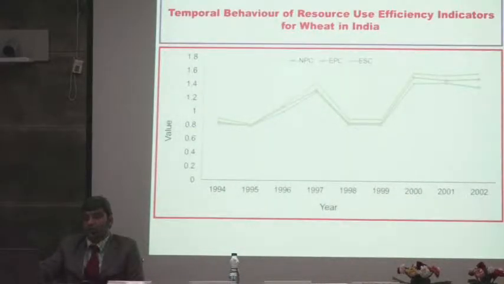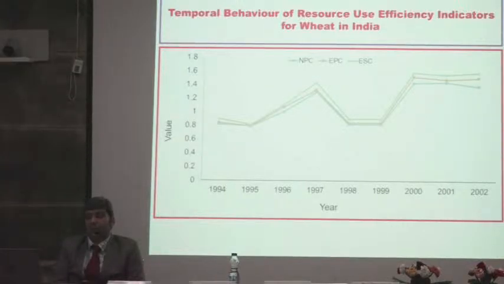And now I would like to discuss some empirical evidence, empirical estimates regarding Indian agriculture. We have NPC, the nominal protection coefficient, EPC, the effective protection coefficient, and ESC, the effective subsidy coefficient. This is for wheat, and this is actual empirical data rather than hypothesized data, for 1994, 1995, 96, 97, 98, 99 up to 2002. Sometimes this value is greater than 1 and sometimes less than 1, and the values of NPC, EPC and ESC are almost the same. They are representing similar trends.